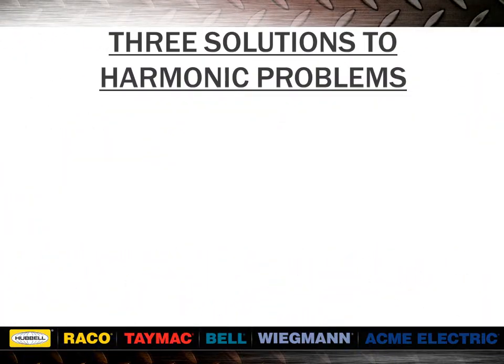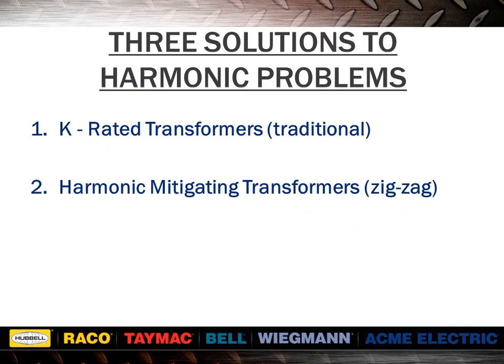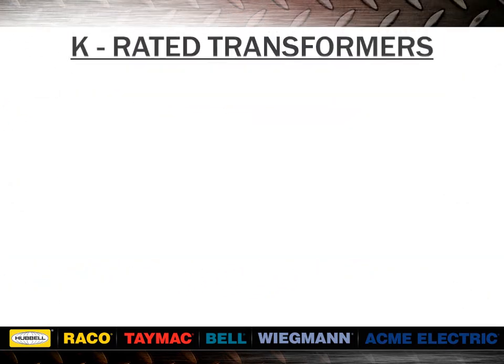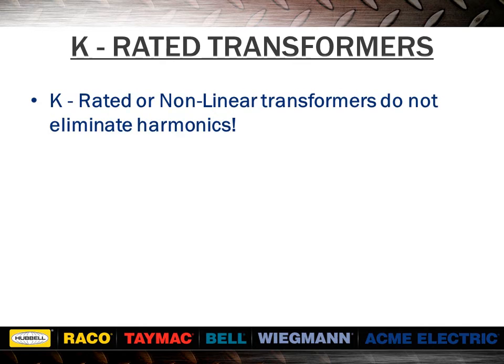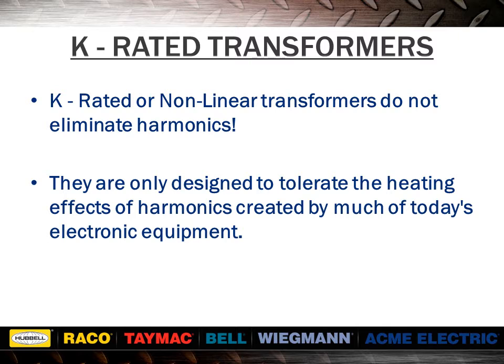There are three solutions to harmonic problems: K-rated transformers, harmonic mitigating transformers, and I-trap neutral current reducer. First, we will discuss K-rated transformers. K-rated or nonlinear transformers do not eliminate harmonics. They are only designed to tolerate the heating effects of harmonics created by much of today's electronic equipment.